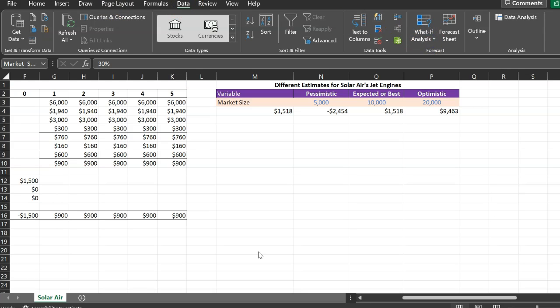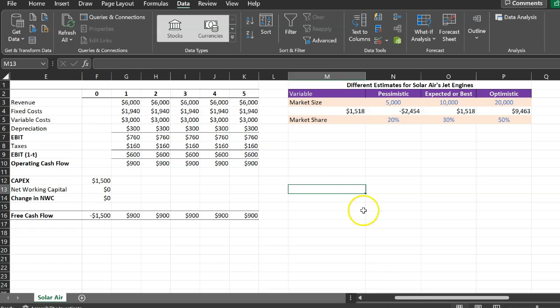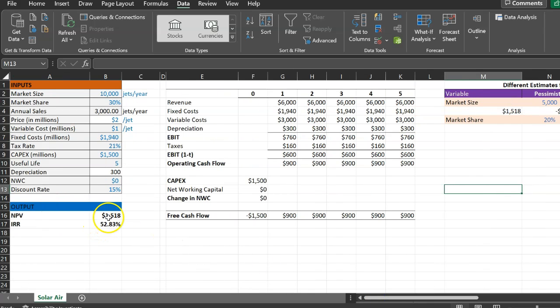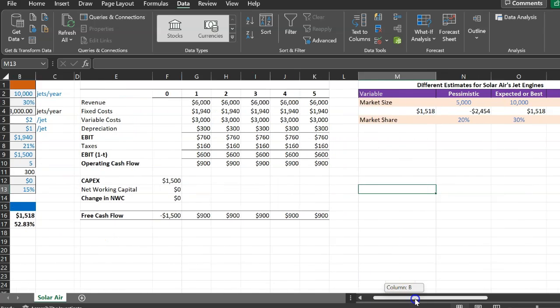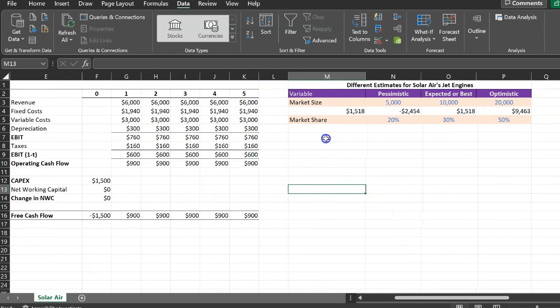So let's try and do this one more time. This time, instead of doing it for market size, we're going to do it for market share. In our baseline model, we said that our market share will be 30%, and we did our baseline calculations based on that number, and we have an NPV of 1518. But what if we're interested in knowing what our NPV will look like if we're only able to capture, say, 20% of the market share, which is the pessimistic situation? Or in the optimistic situation, what if we're able to capture 50% of the market share?